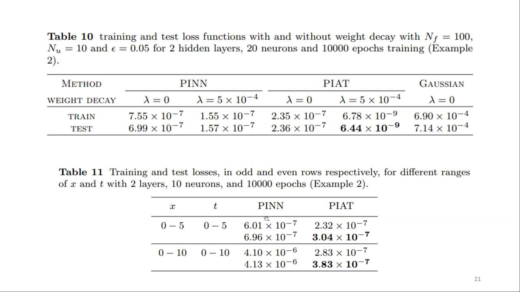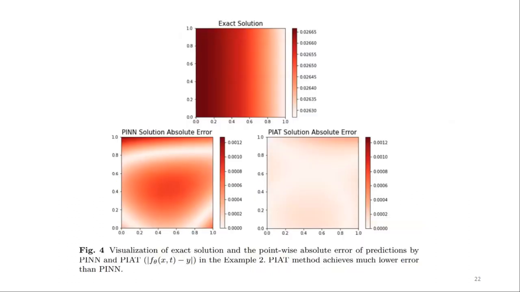And in this table also, I have obtained the results for a wider range of interval for X and T. Both methods work well, but the results of adversarial training were better than PINN in these intervals also. Here you can also see the results of adversarial training and the results of PINN for solving the SK equation. This is the exact solution. And as you can see here, this is the error of PINN and this one is the error of adversarial training.